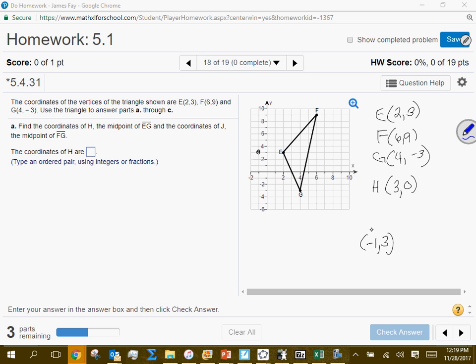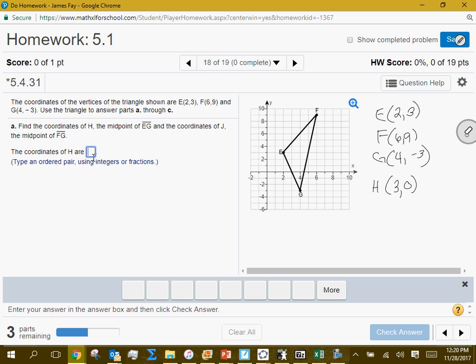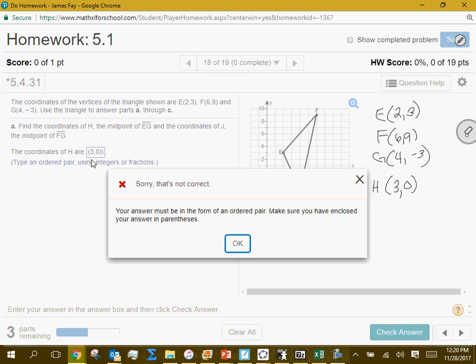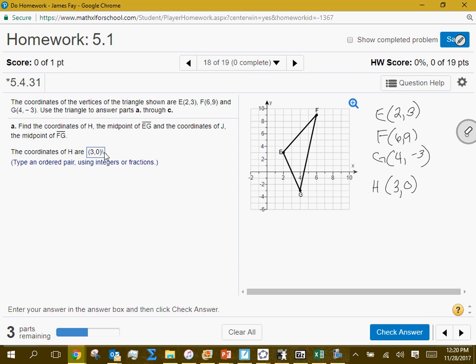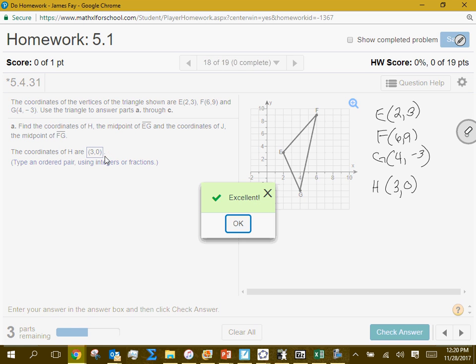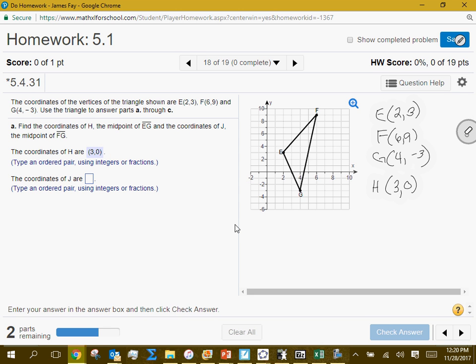No. Okay, so you have the ability to quickly reference whether you've done things correctly or not before you type answers in. So that gives me 3, 0. Put a slash mark there, so it's going to tell me I'm wrong. There we go. We want to do the same thing for J then.